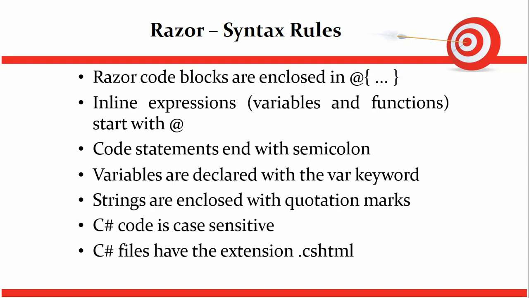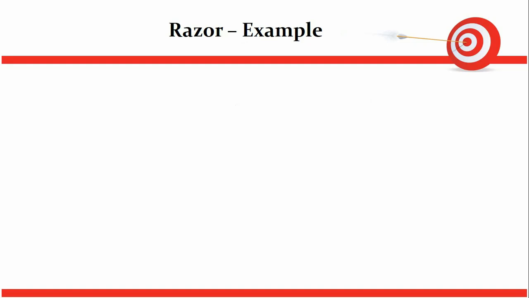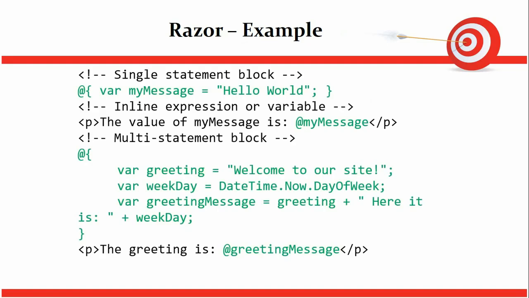So you look at the file extension, you should be able to understand that it is .cshtml. Okay. What about VB? If you use the code as VB, it will be .vbhtml. All right. Remember that. Look at this code, guys. Just look at this code and try to understand how Razor syntax works.